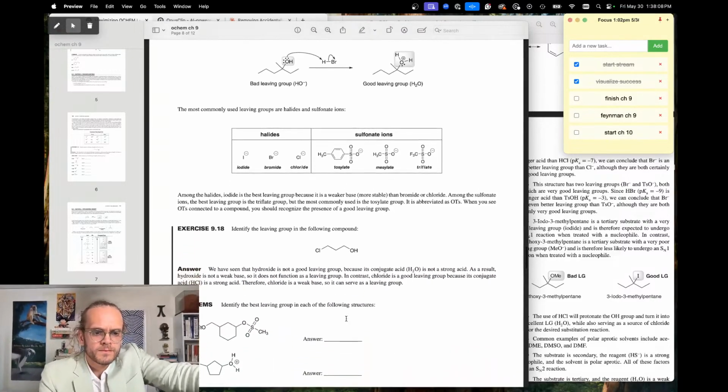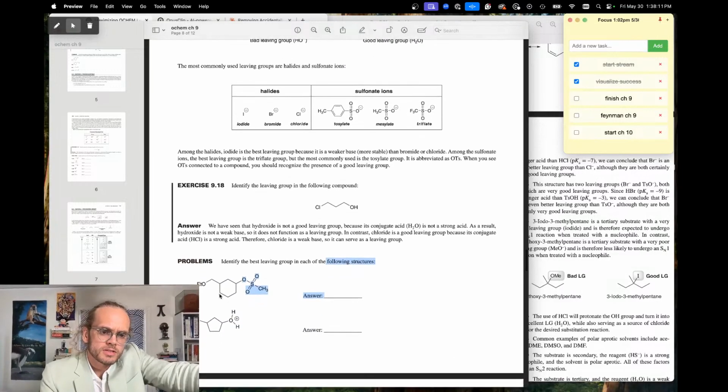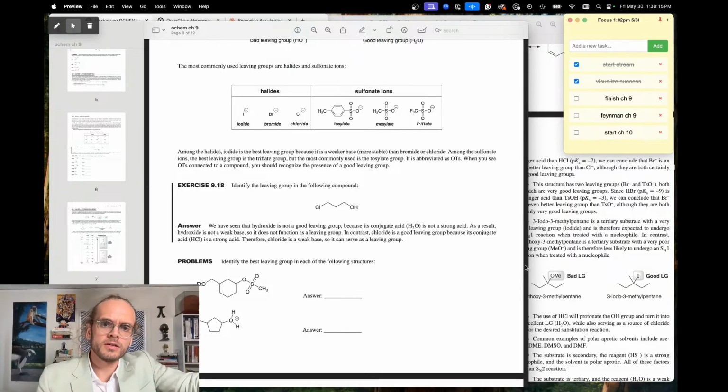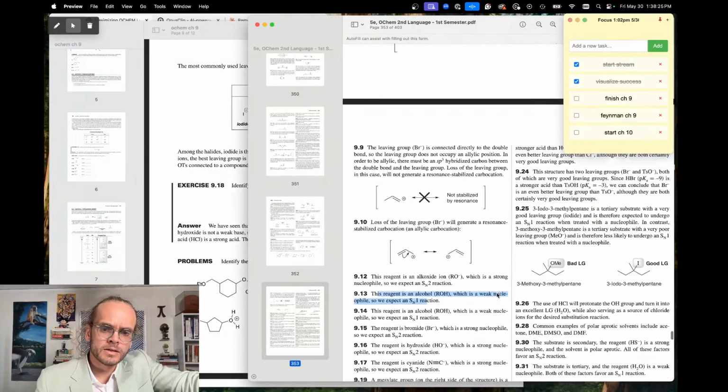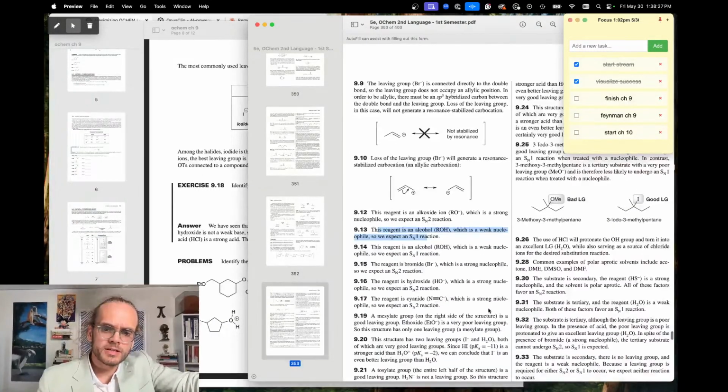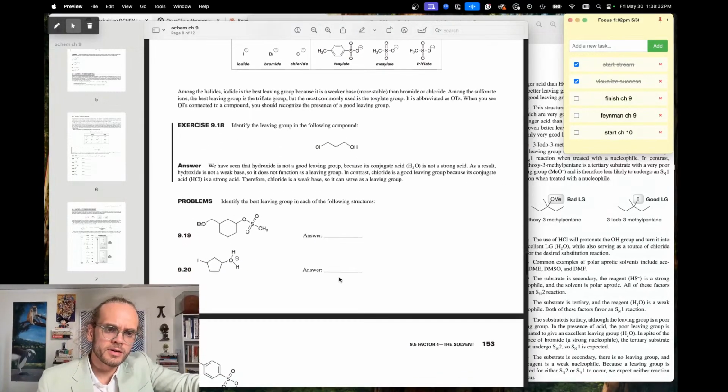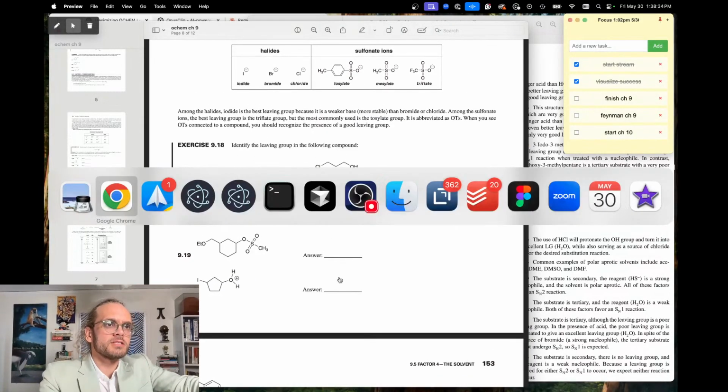Okay. Best leaving group in each of the following structures. I assume it's the sulfonate, which is in this case OOOCH3. Is that mesylate? Yeah. Let's see what 9.19 says. Mesylate is a good leaving group. Ethoxide is a very poor leaving group. Is ethoxide anywhere here? Let's see what ChatGPT said to this answer.